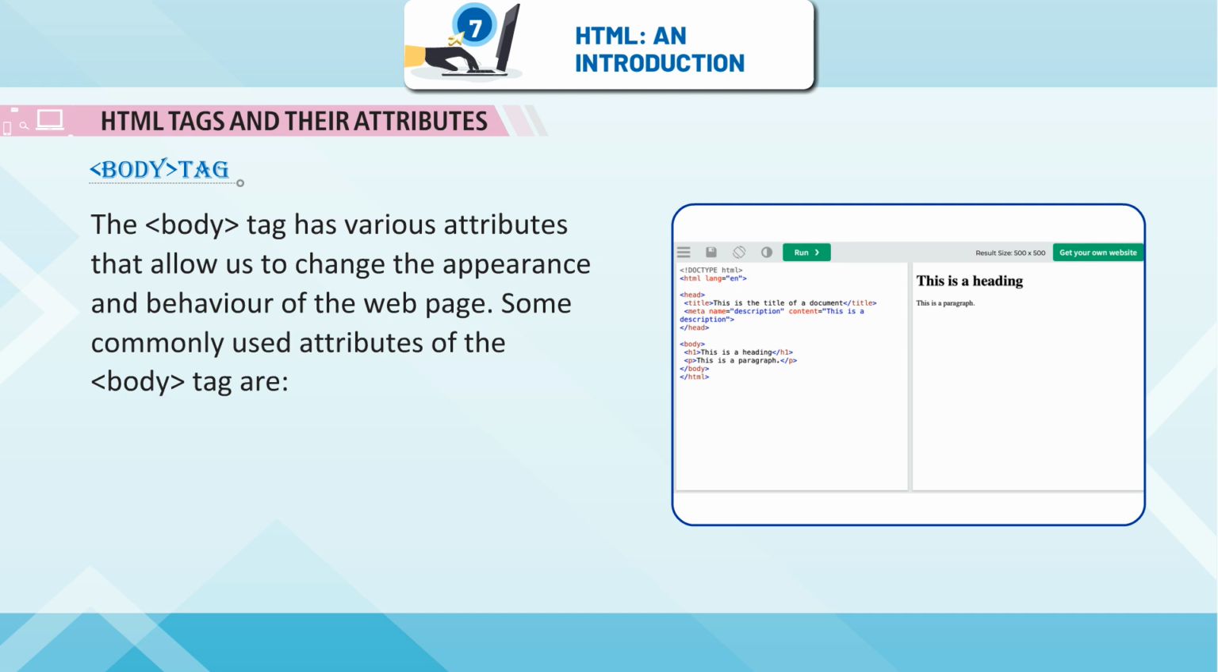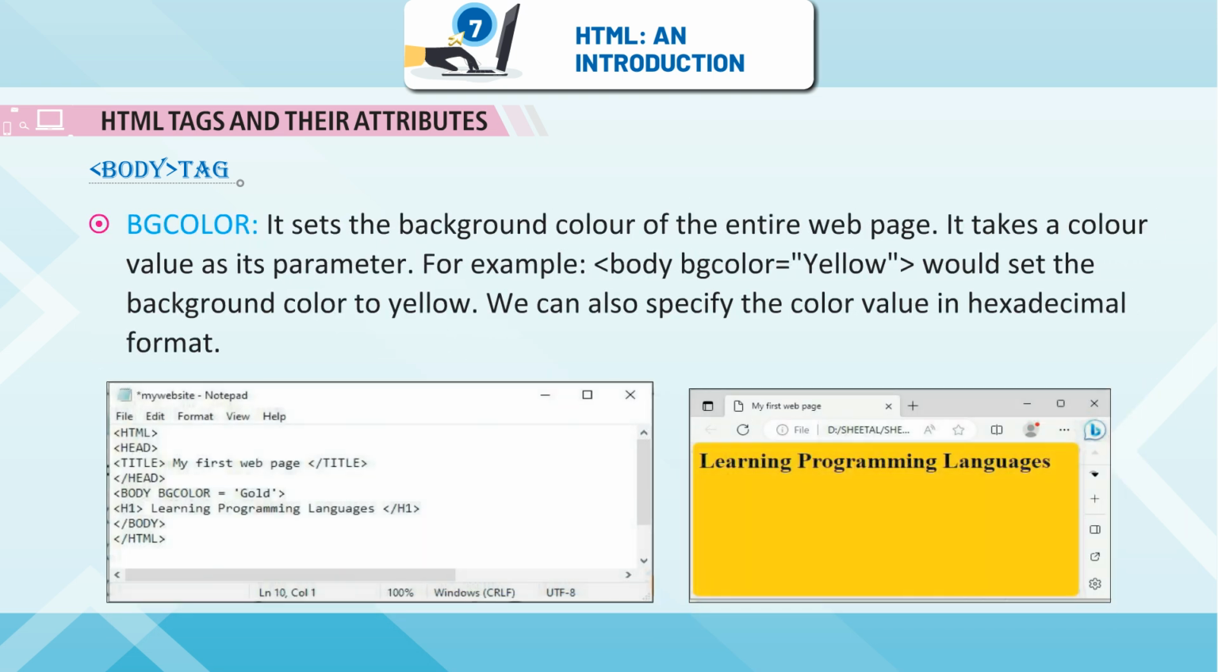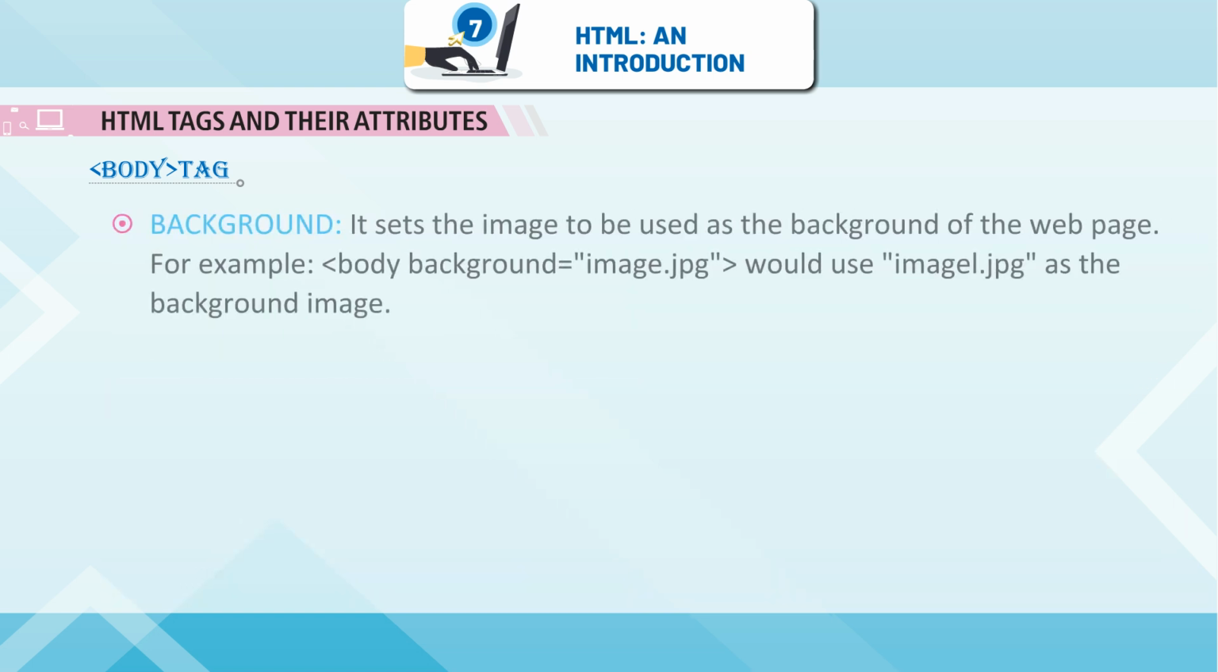Some commonly used attributes of the body tag are bgcolor. It sets the background color of the entire web page. It takes a color value as its parameter. For example, <body bgcolor="yellow"> would set the background color to yellow. We can also specify the color value in hexadecimal format.